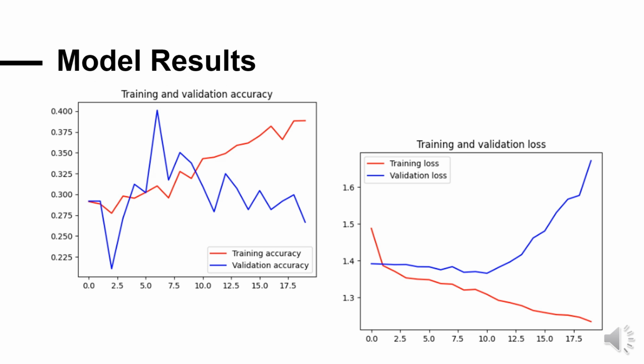This is the final result of my model. The final training accuracy is 0.3921, and the final training loss is 1.2364, and the final validation accuracy is 0.2665, and validation loss is 1.6722. Thank you.